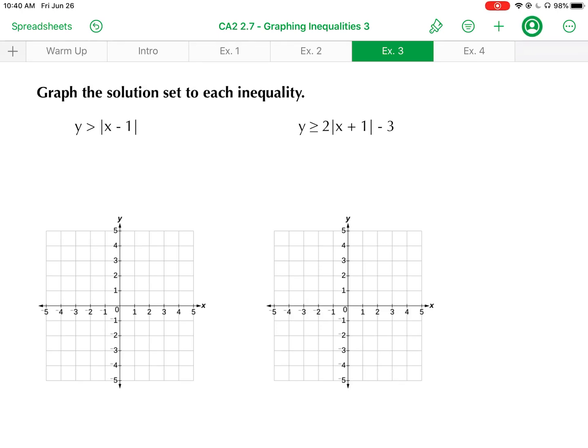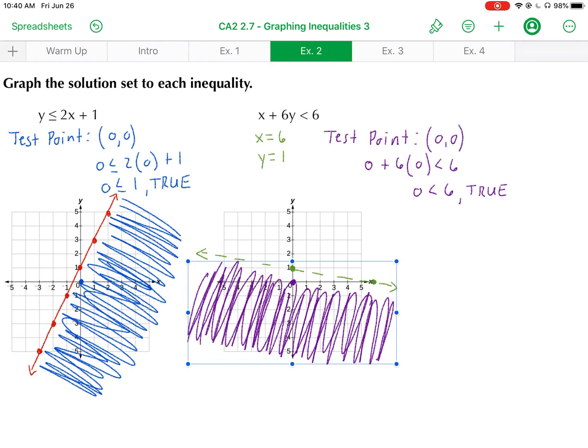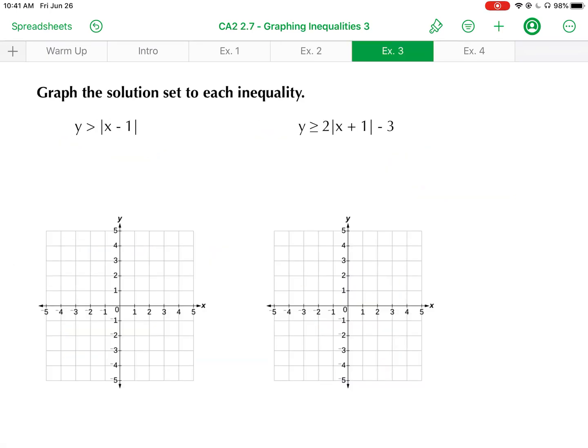All right, here we are looking at a few absolute value inequalities in two variables. We are going to graph these very similar to how we graphed our linear inequalities back here in example 2. So notice if we do a quick review, we graphed the boundary lines associated with the inequalities, and then we used a test point to determine where we should shade, okay? So we're going to do the same thing here.